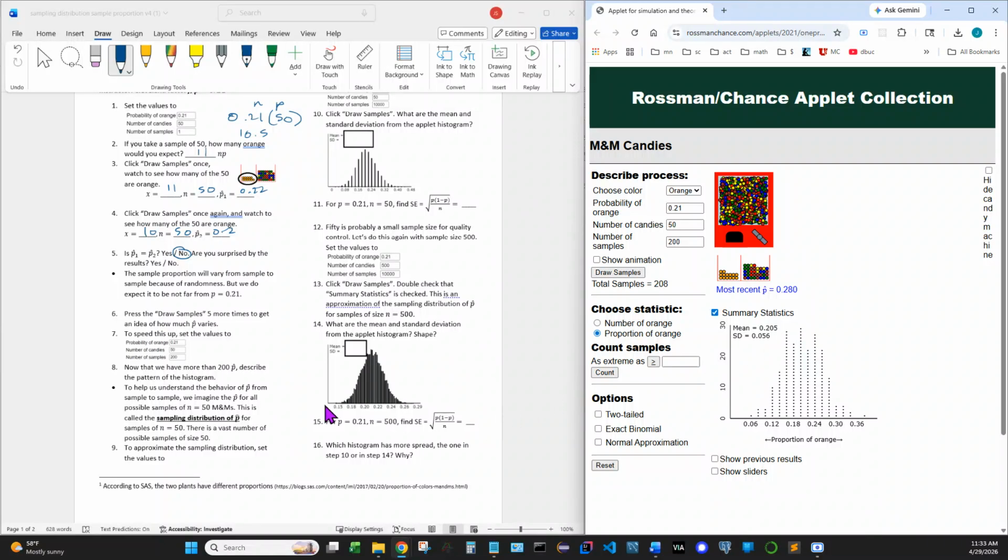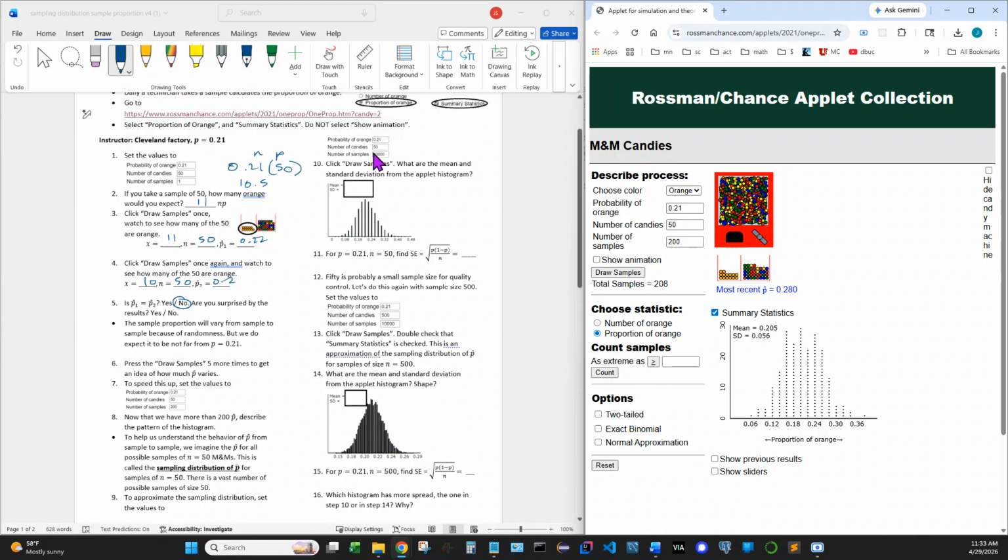Okay, so we're investigating the behavior of p hat. And so what we're going to do is think about the sampling distribution of p hat. That's actually where we have all possible samples of size 50, and we calculate a p hat for each one. And so it's actually a very vast number of dots. It's more than a computer can actually calculate. So the best we can do is something approximating this sampling distribution.